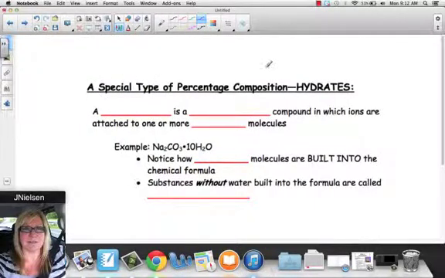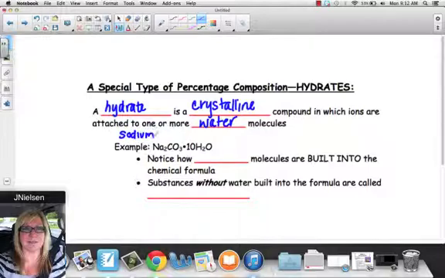So a special type of percent composition is hydrates. A hydrate is a crystalline compound in which ions are attracted to one or more water molecules. For example, we have sodium carbonate decahydrate. Sodium is the Na, carbonate is your polyatomic ion, and we have 10, and the prefix for 10 is deca, and waters, so this refers to hydrate. I'm just going to write the name of it there so you know what it is. Sodium carbonate decahydrate.